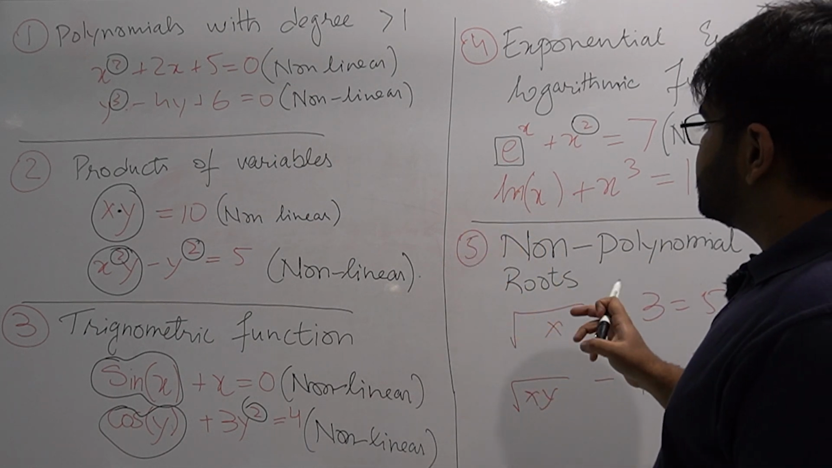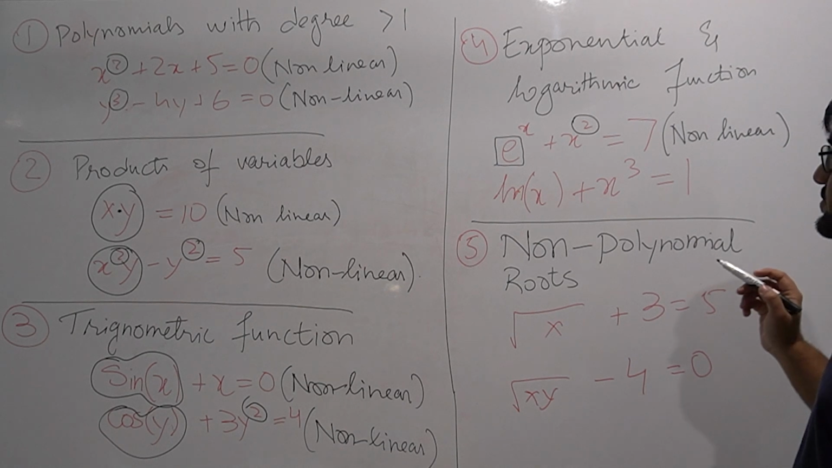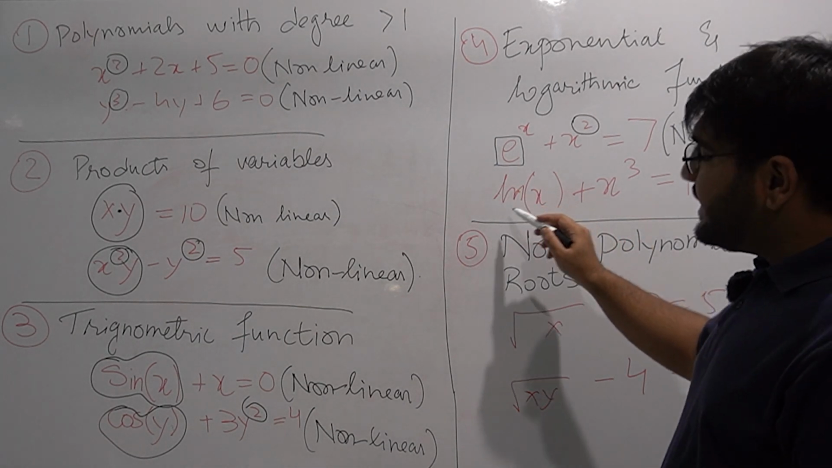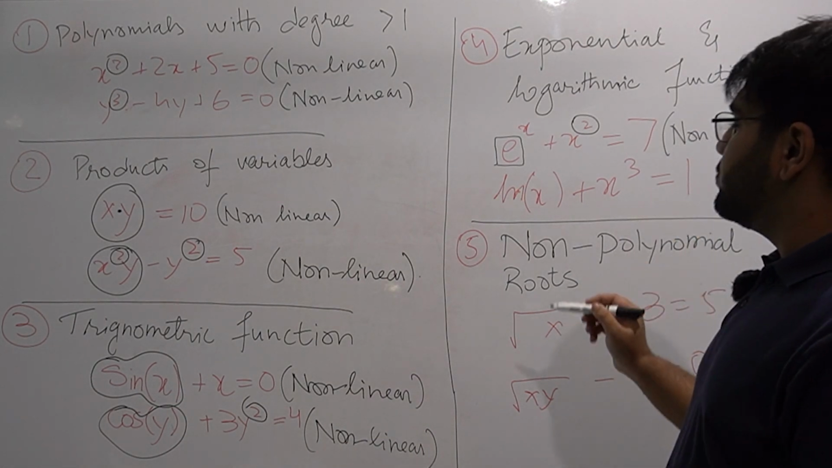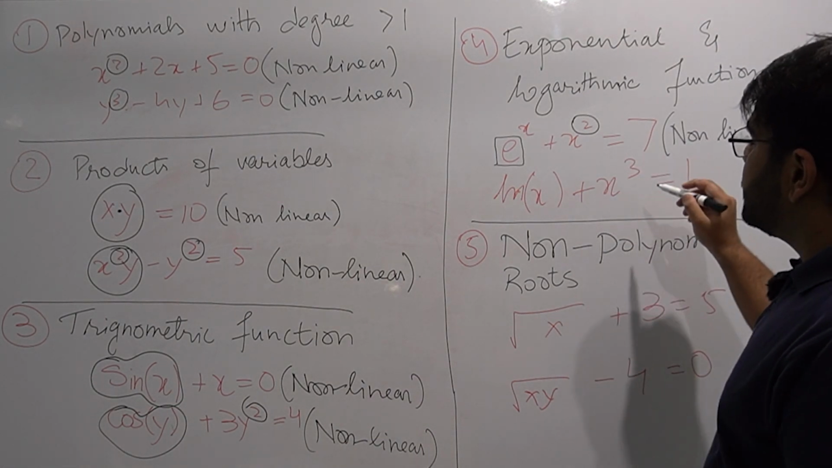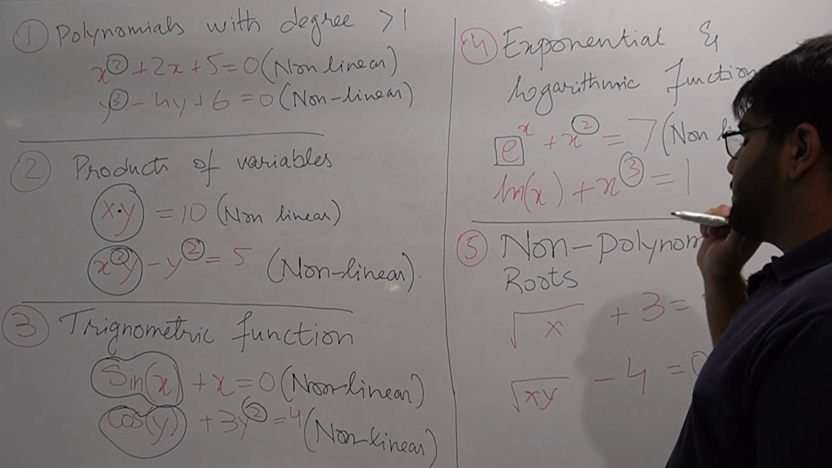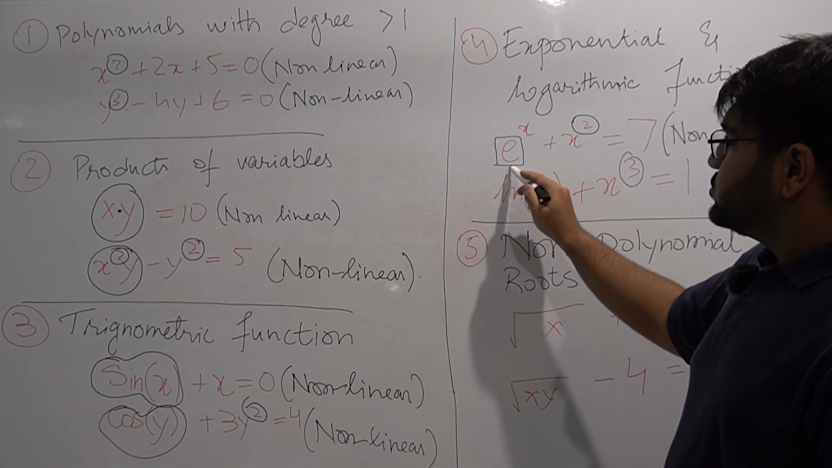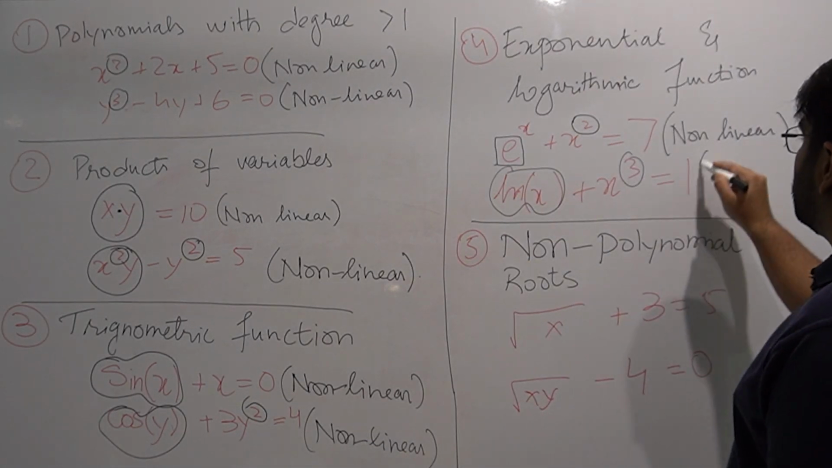Coming to the second example, that is ln of x, the natural log of x, plus x cube. The unknown x has a degree greater than 1, here 3, and it also contains ln of x, which renders it a non-linear equation.